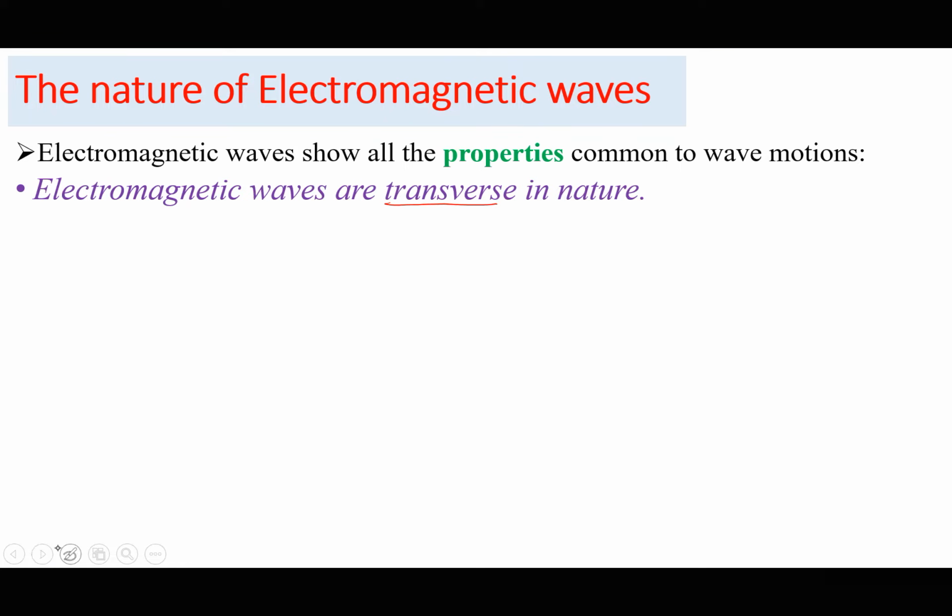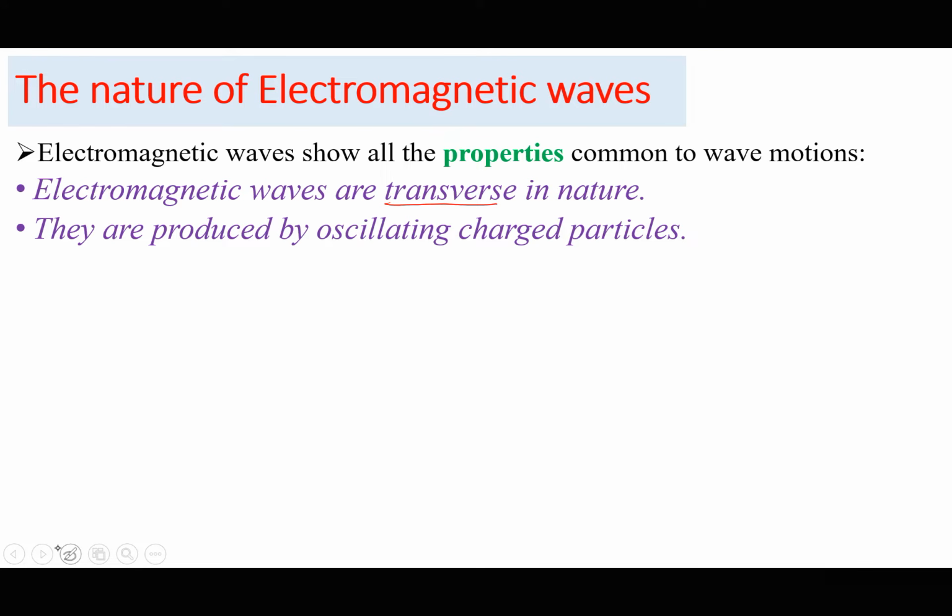Number two, electromagnetic waves are produced by oscillating charged particles. How does a transmitting antenna produce electromagnetic waves or radio waves? When a current flows through the antenna, the current is due to the flow of the charge carriers, which are the electrons. So the electrons radiate energy around the antenna because of their oscillation. So electromagnetic waves are produced by oscillating charged particles, such as electrons.